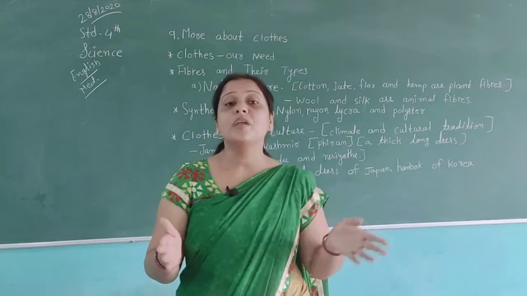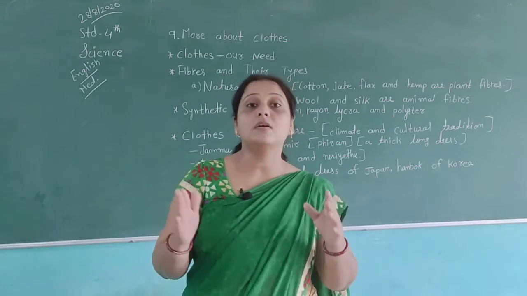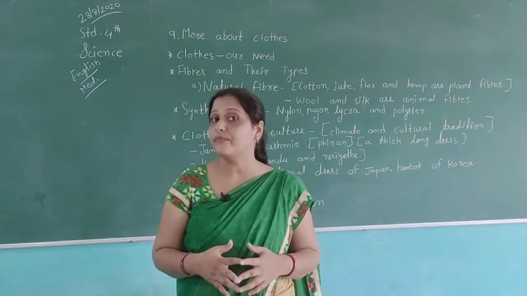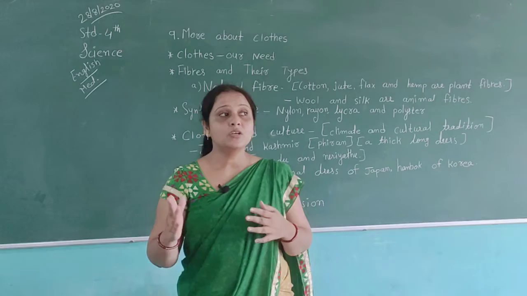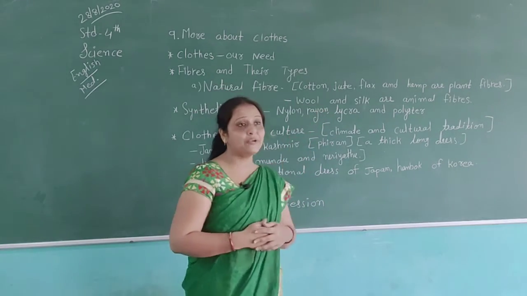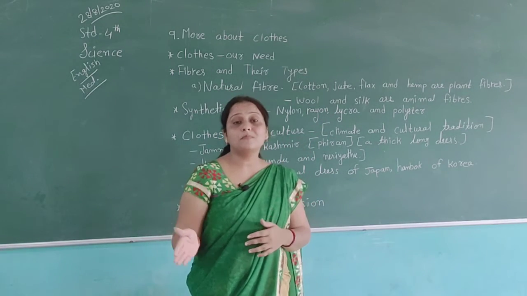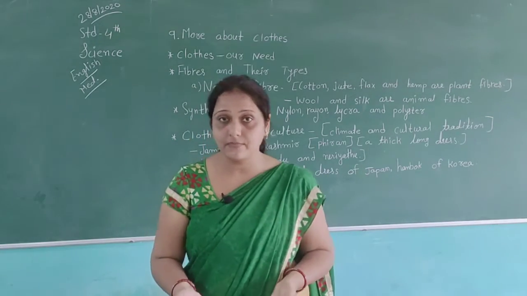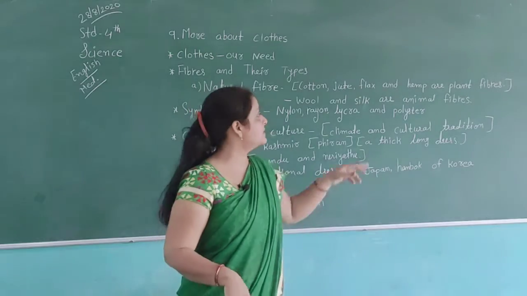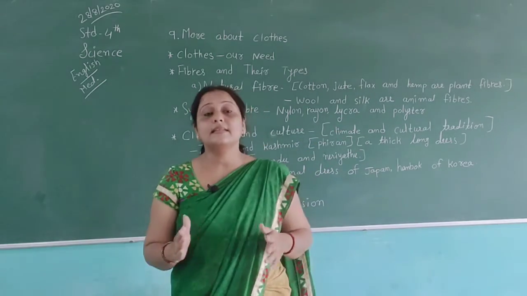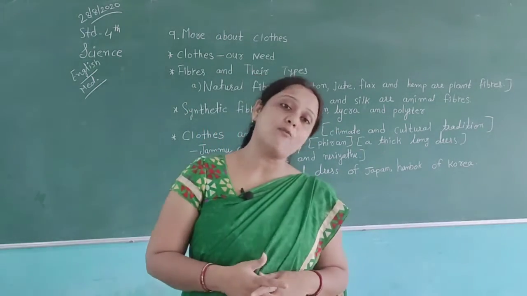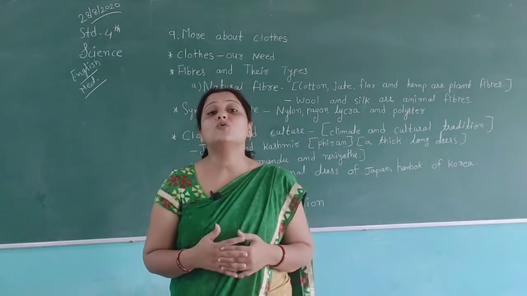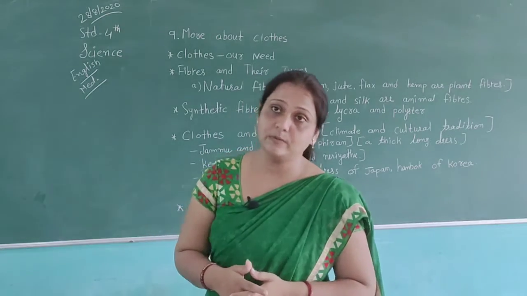As I told you, in the winter season we wear sweaters and wool jackets to protect ourselves from the cold atmosphere. So how do we get wool? We get wool from sheep. So this is one type of animal fiber which is very useful to us. Then silk is also obtained from silkworms. We can get silk fiber from silkworms, so it is also called an animal fiber.